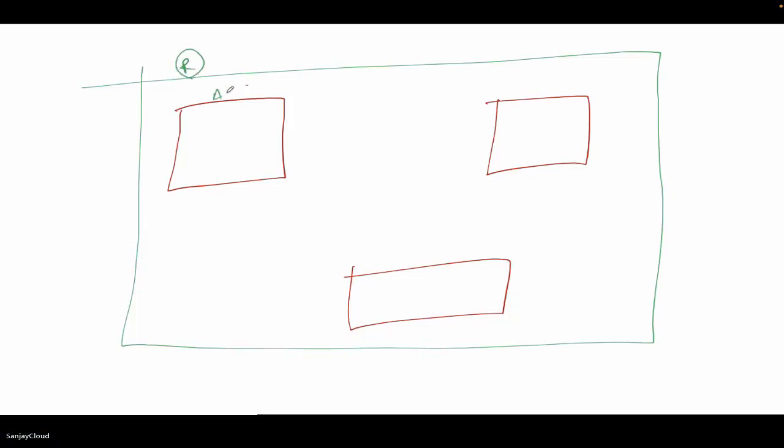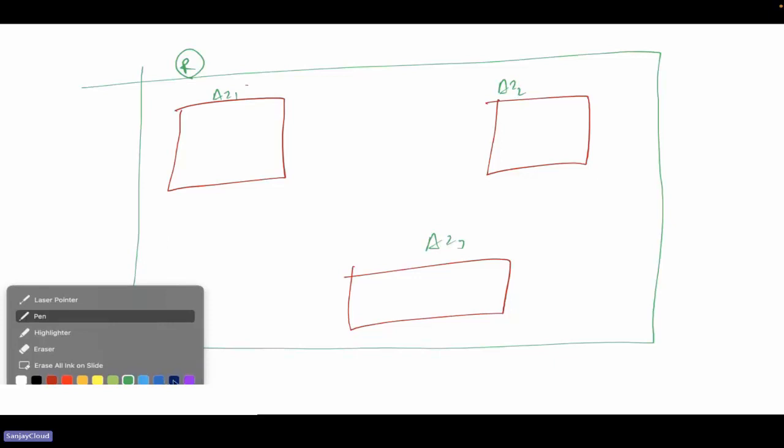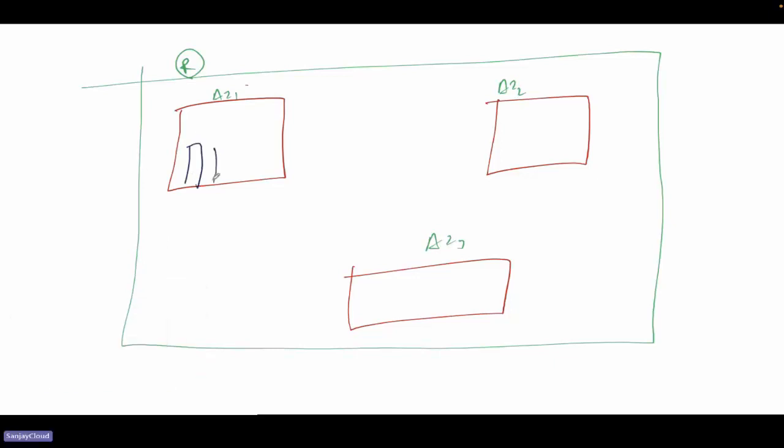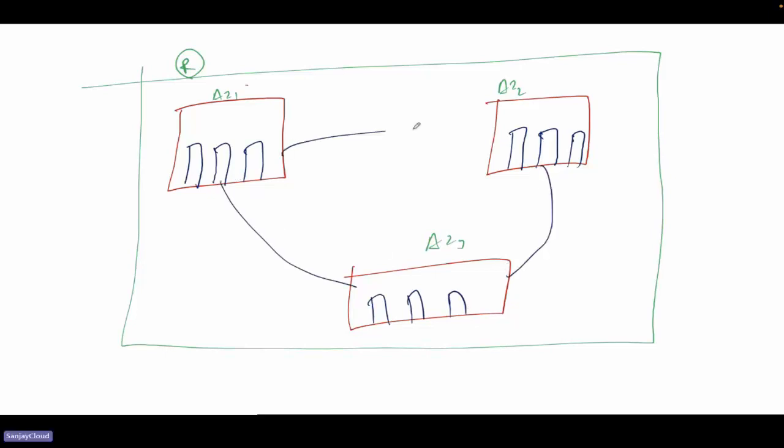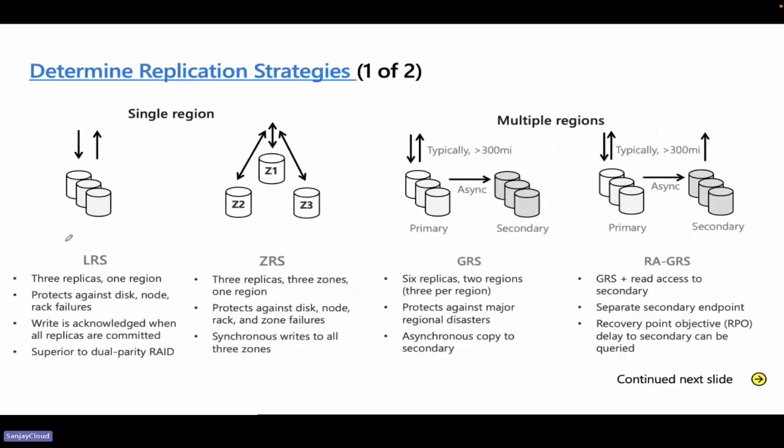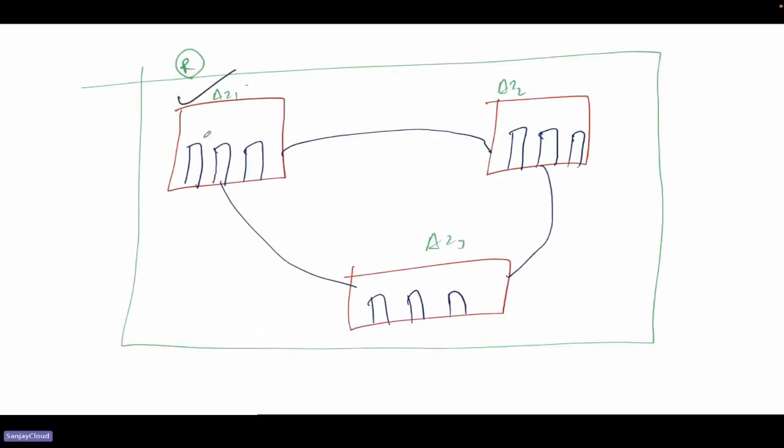Region: AZ1, AZ2, AZ3. In different availability zones you will get racks, which will be isolated from other availability zones, and inside your rack you will get your host servers. All these data centers are interconnected through high-speed fiber private cable. Now, when it comes to LRS, we are talking about a single availability zone. It means we are talking about this zone.